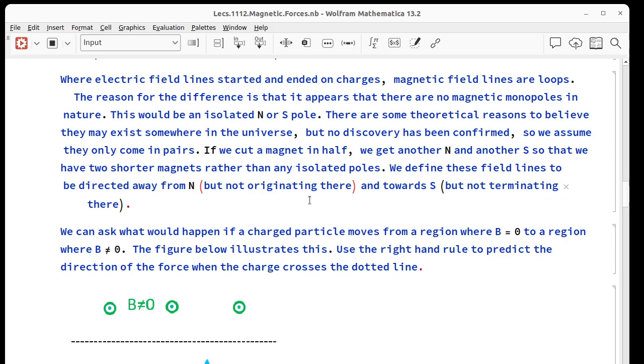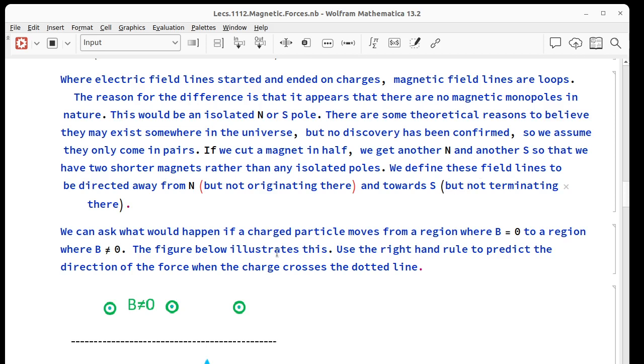There are some theoretical reasons to believe that there may be magnetic monopoles somewhere in the universe, but no one has successfully repeated a discovery of them so far. So as far as we're concerned, they only come in pairs. If you cut a magnet in half to try and get a north and south pole, you actually get two more north and south poles. So you've got a north-south touching each other. It doesn't matter how you try and cut it, you can't cut it into separate poles.